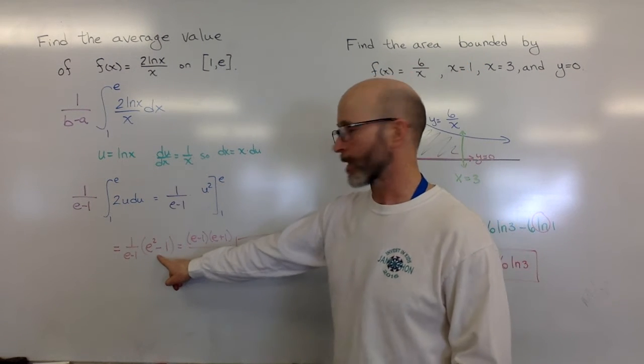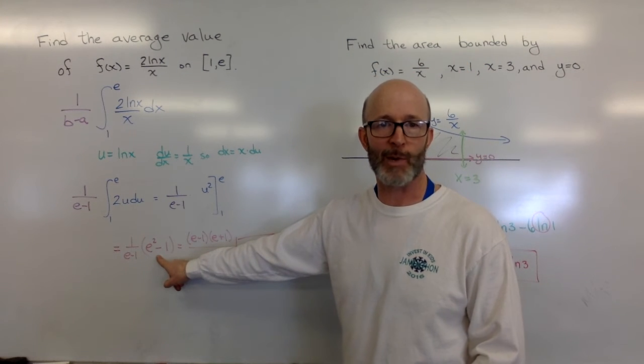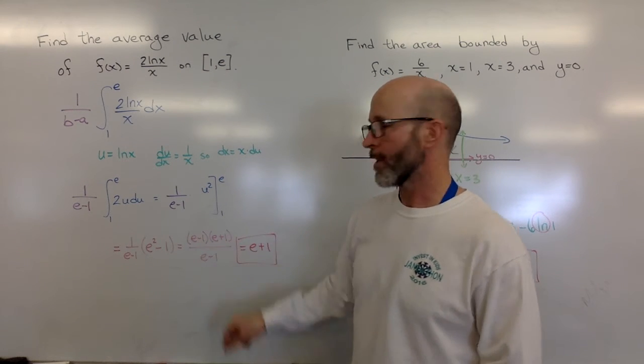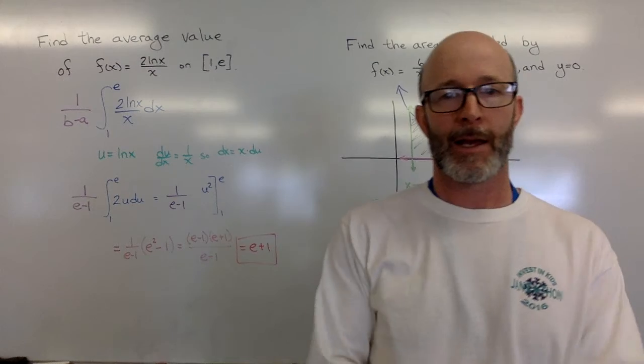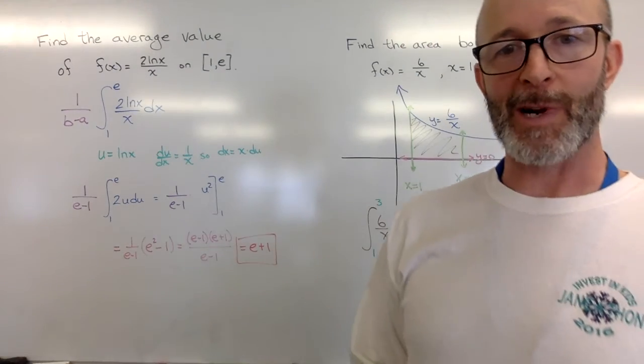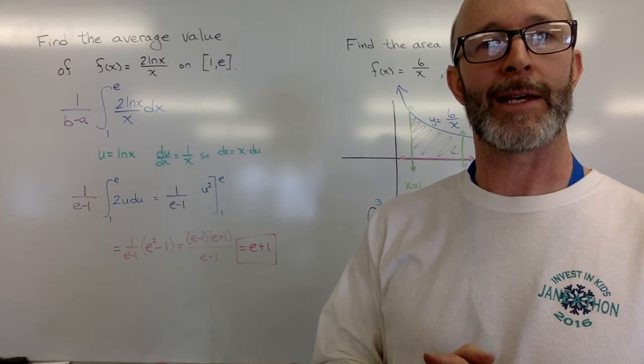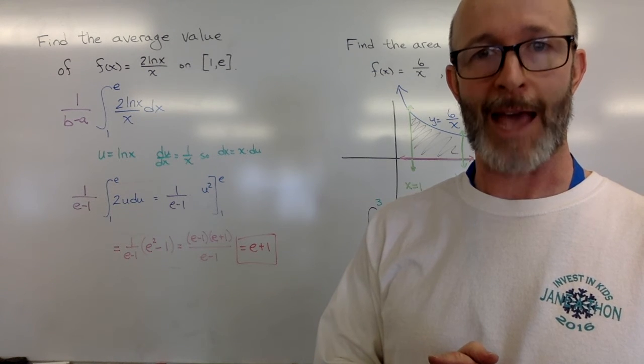By the way, this is a tricky problem just at the very end because e squared minus 1 can be factored. E minus 1 and e plus 1, thereby allowing us to simplify it. I know, the algebra at the end was unexpected. But the whole idea is, don't forget how to take the average value.